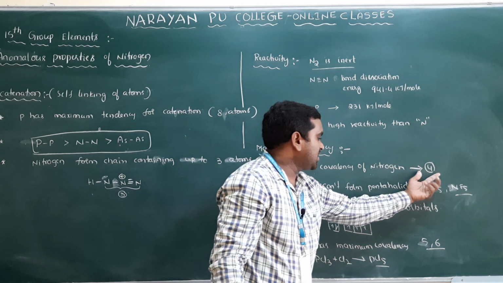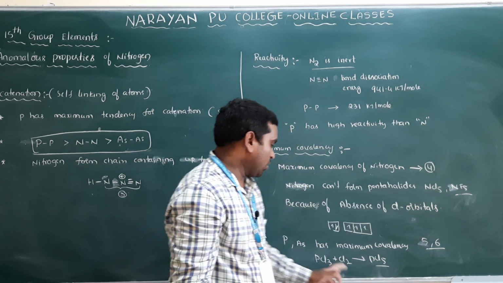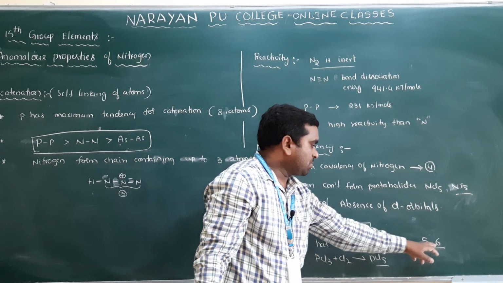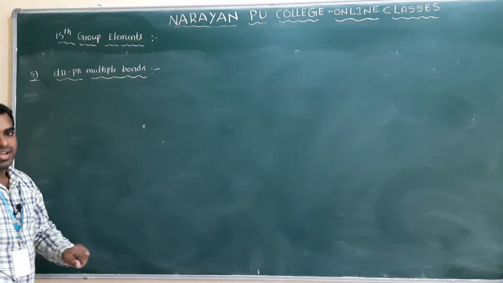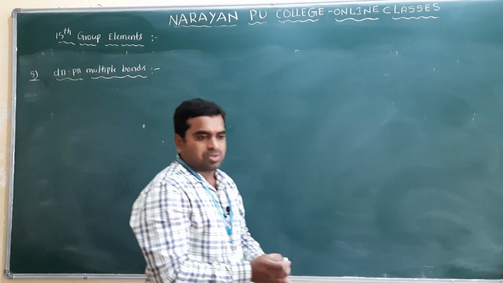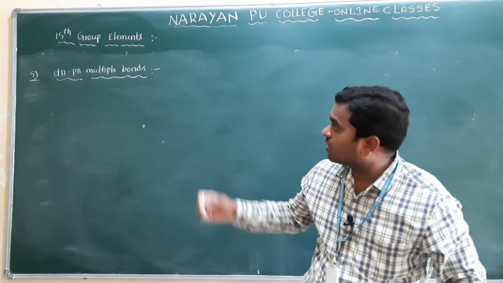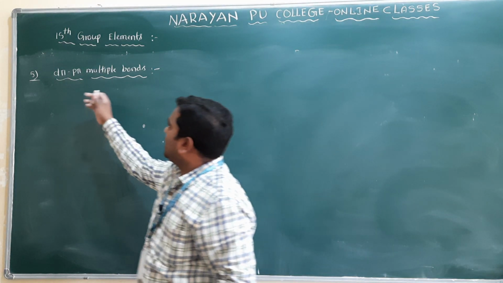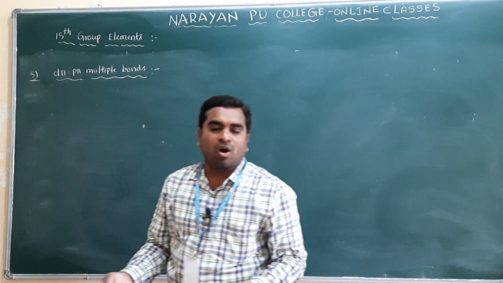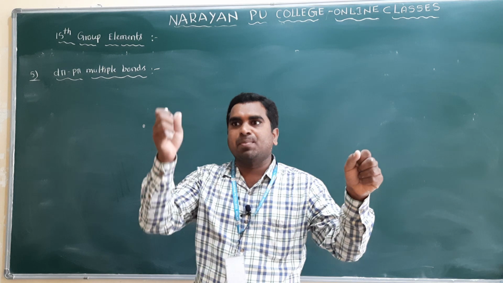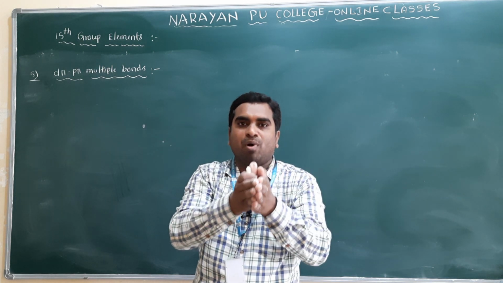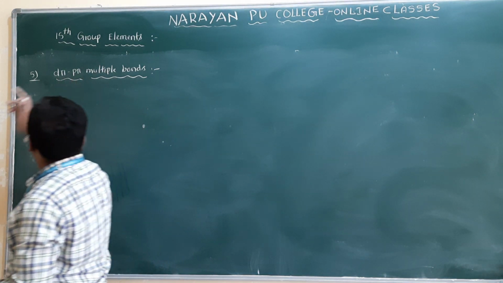Maximum covalence of nitrogen is 4, that too when it donates the lone pair of electrons, but the remaining elements will show maximum covalence up to 6. Next, another property is dπ-pπ multiple bonds. Here a pi bond will be formed where one atom uses the d orbital and the other atom uses the p orbital to form a pi bond. That we will call a dπ-pπ multiple bond.